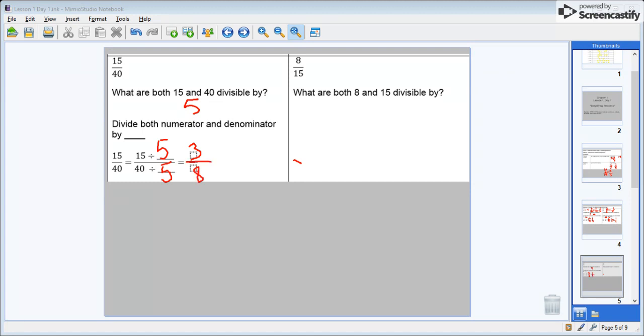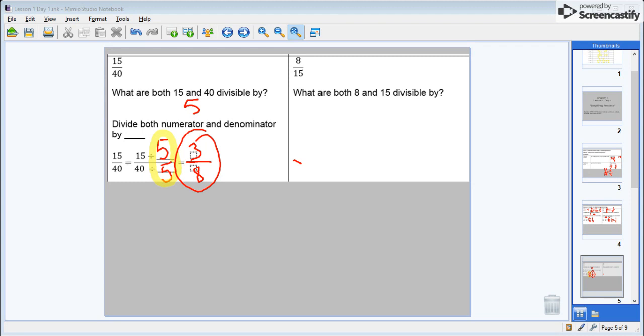The key is whatever you divide the top by, you also have to divide the bottom by the same thing. So you can't divide the top by 5, but the bottom by 8. You have to be consistent. Divide them both by the same thing. 3 and 8, that is in lowest terms, so my final answer here is 3/8.